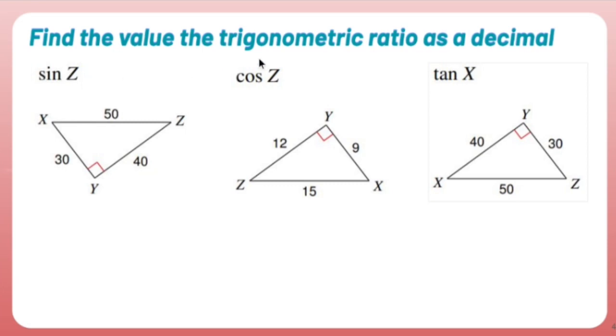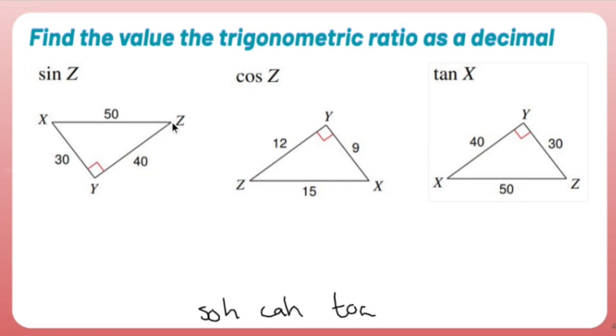Whenever you're asked to find the trigonometric ratio, you are going to use this cute little phrase, SOH CAH TOA. Now, SOH CAH TOA means if you're trying to find sine, then you have to worry about the opposite side and the hypotenuse. If you're trying to find cosine, then you worry about the adjacent side and the hypotenuse. If you're trying to find tangent, then you worry about the opposite side and the adjacent side. Let's do one at a time.